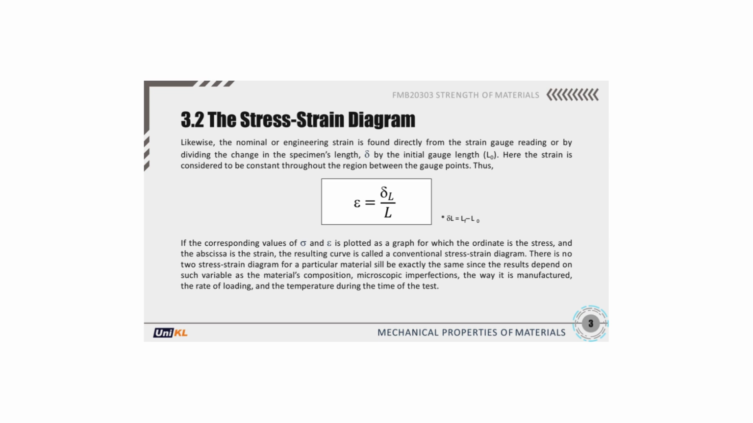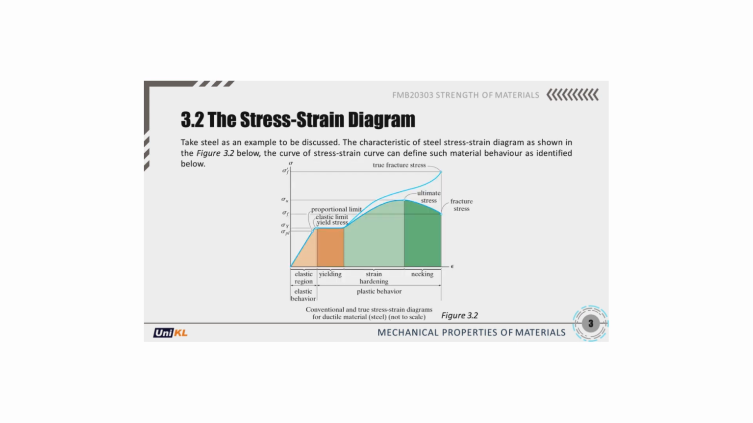No two stress-strain curves are exactly identical. Composition, microscopic defects, manufacturing, loading rate, and temperature all matter. Take steel as an example to be discussed. The steel stress-strain curve illustrates key regions: linear elastic behavior, yielding, strain hardening, necking, and fracture.